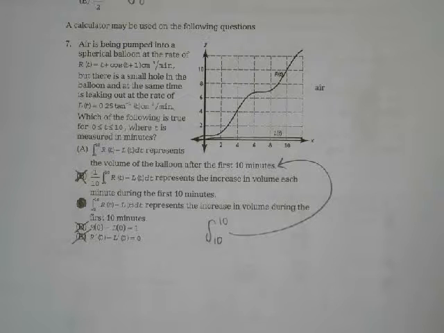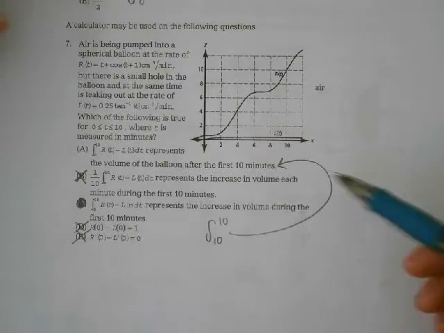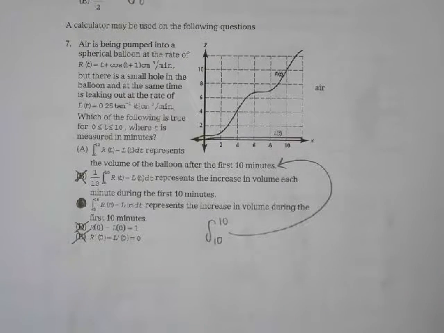This goes along with some other problems we did. For instance, if you're saying the balloon had 50 cubic centimeters to start, then you would have said 50 plus this integral to get your actual answer. So we did problems like this before. I guess number 7 just was a little bit tricky, and I really had to think through it so I could get the right answer before I looked at the answer sheet.